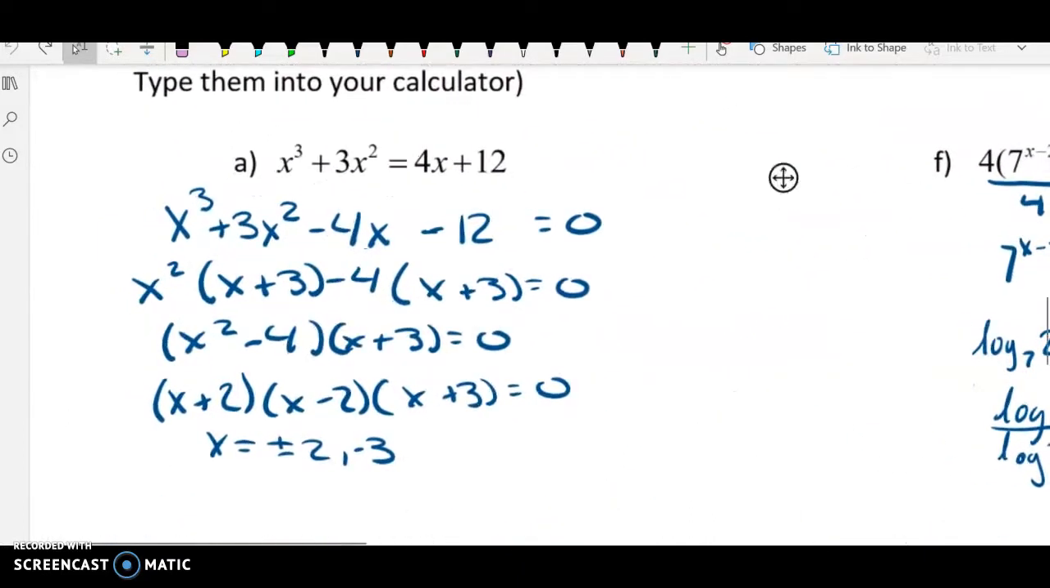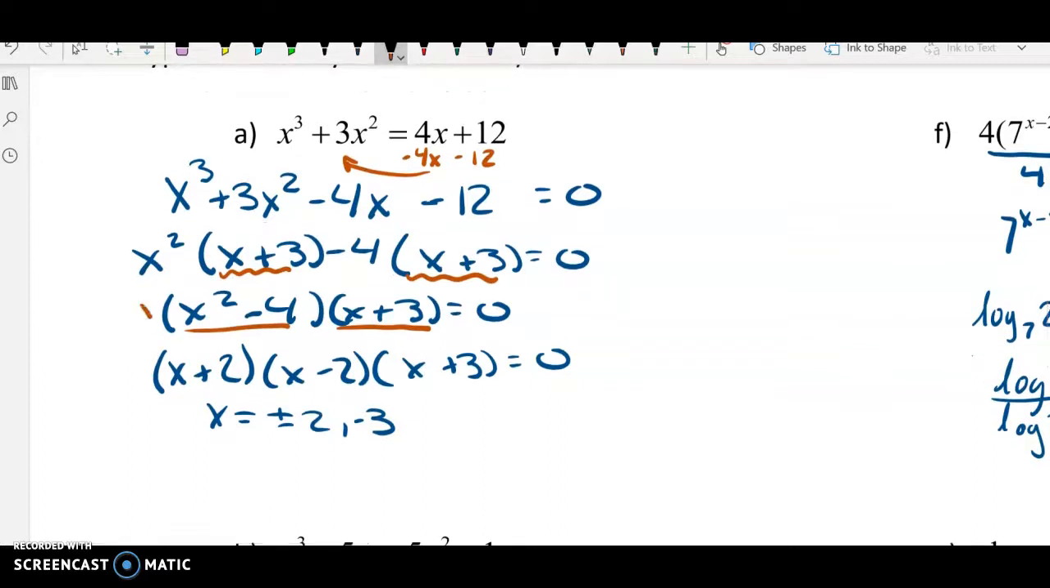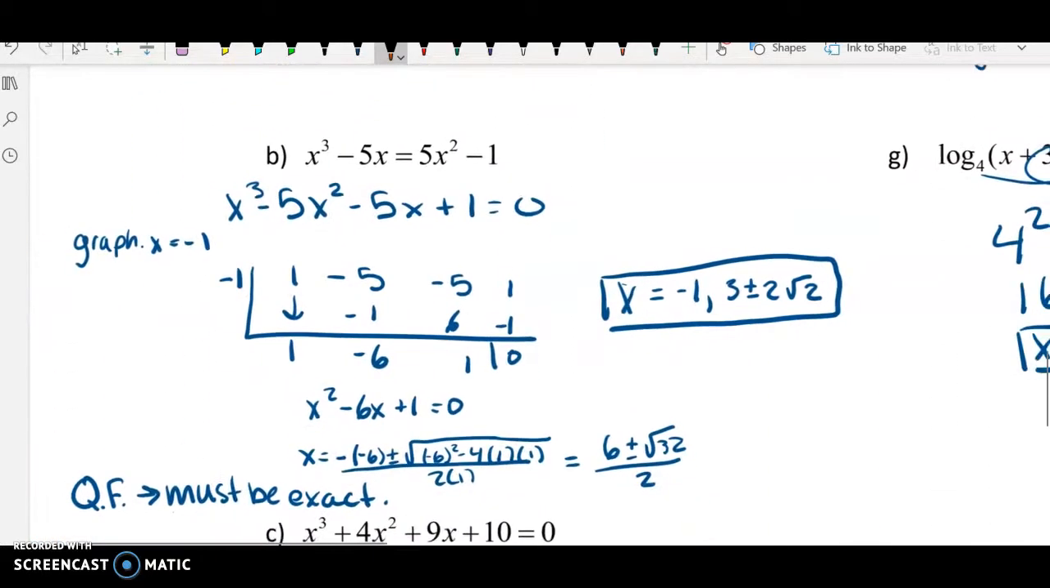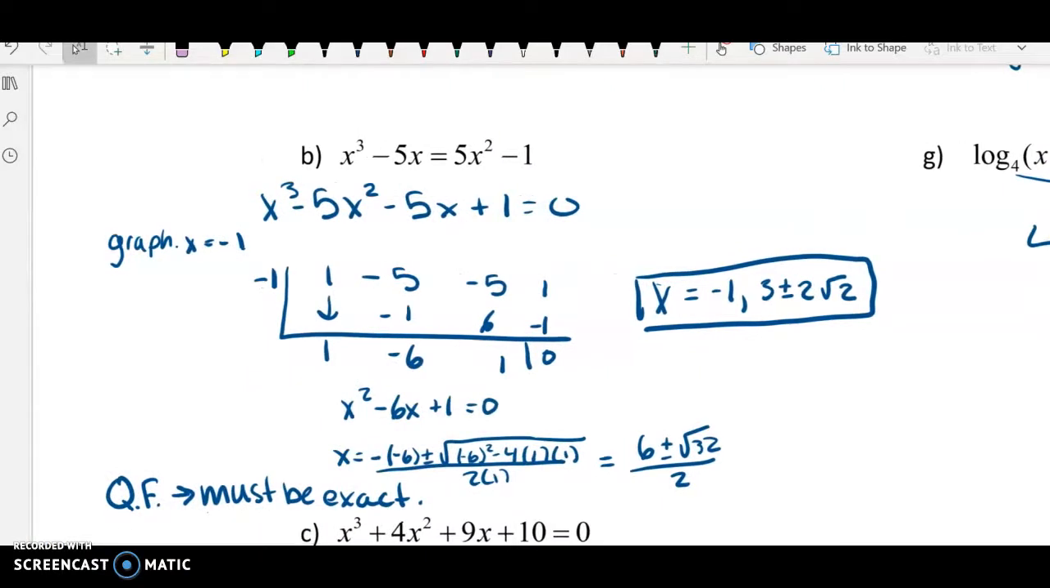So for the first one, A, you had to go ahead and move these over. So subtract 4x minus the 12 over to that other side. When you do that, you can factor by grouping. And when you factor by grouping, you'll get your two quantities. This here is a difference of squares. So when you factor that, and then set each of those quantities equal to 0, you get your solutions.